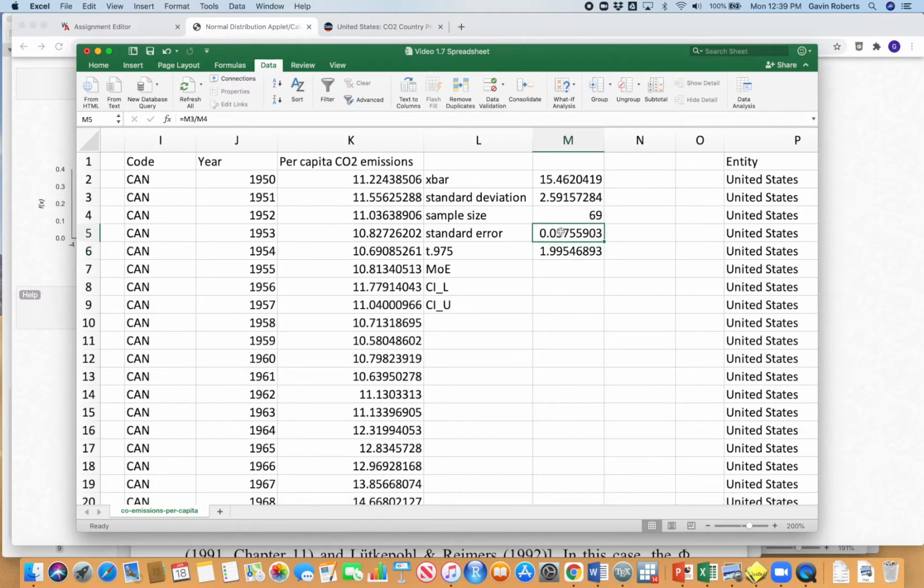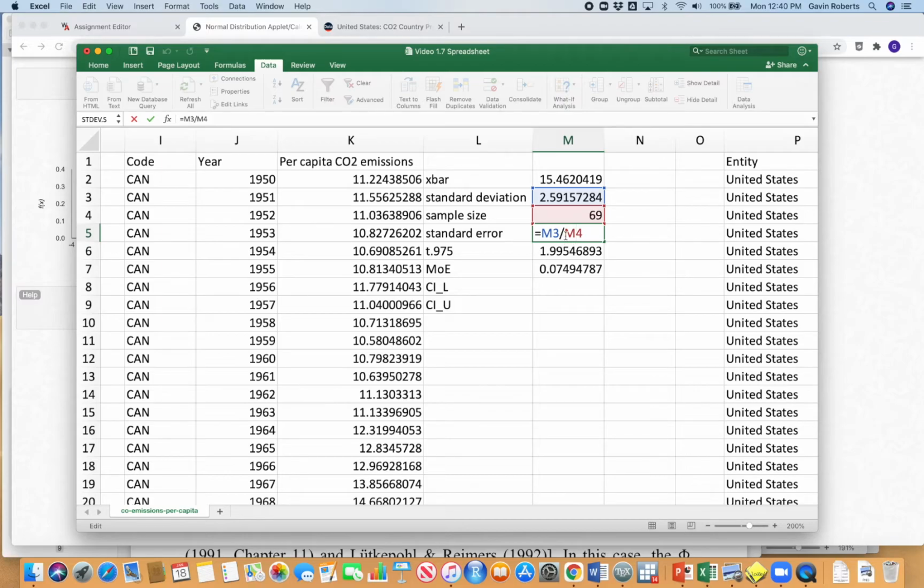Now, this is my standard error. This number can be thought of as how many standard errors I need to go above and below to maintain 95% in the middle. So I have to do equals, my margin of error is my standard error times how many standard errors I need to go. Okay? So we have X bar, that was the average. Our standard deviation. Sample size is just counting those values.